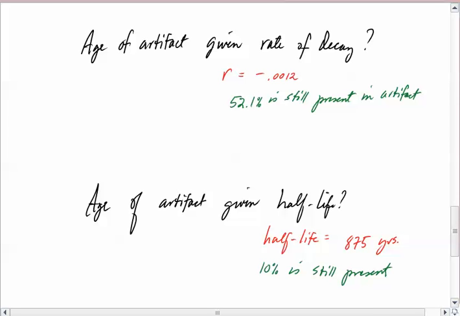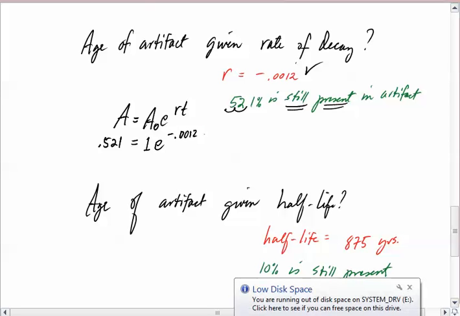Okay, let's take a look at the formula. Initial amount, e to the rt, and because we've already been given the rate of decay, we can put it right into the formula. So this again needs to be 0.521, that's the percent that's still present, right? That's what's present. And so it's going to go from 100% down to just that, and we want to know how long that takes. So we have negative 0.0012, and again, my unknown, we want to know how long that takes. That's the t.